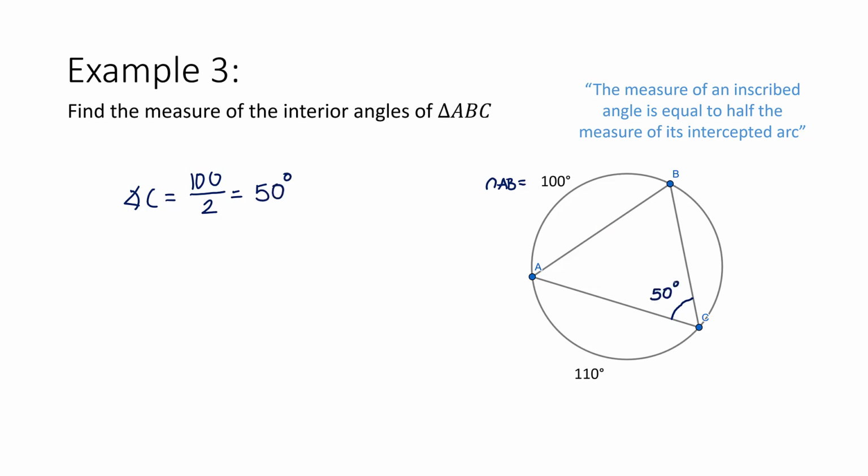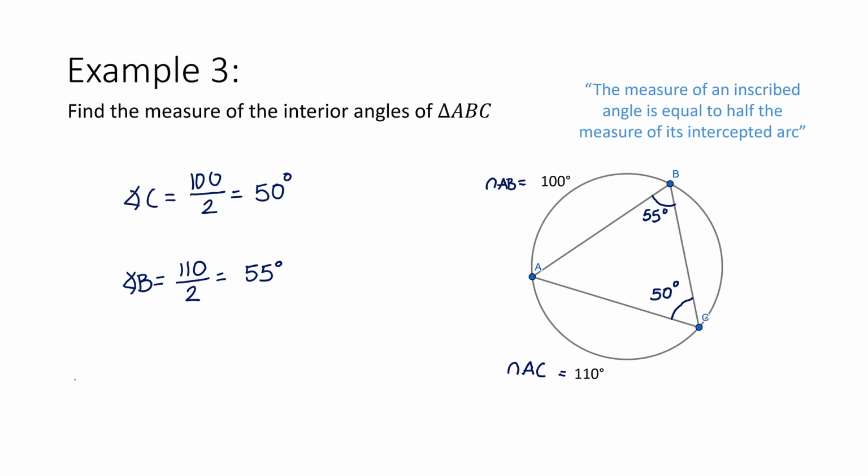Okay, now we have the measure of angle C. We also have the measure of arc AC, which is 110 degrees. Arc AC is the intercepted arc of angle B because it's exactly in front of it. Therefore, to find angle B, we take half of its intercepted arc, which is 110, and we get 55 degrees.